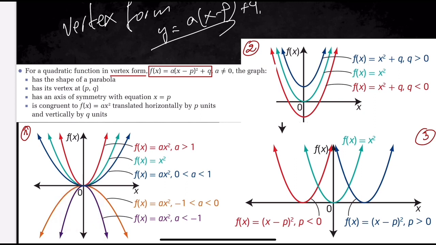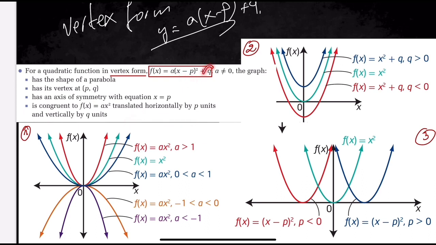For p, actually it's not just the p, it's minus p. It should be minus p. The minus p shows you that the graph was horizontally shifted, not vertically, horizontally shifted. Okay, if you have here minus p, that means your parabola was shifted right side by p units. If you have here plus p, that means your parabola was shifted left side by p units.